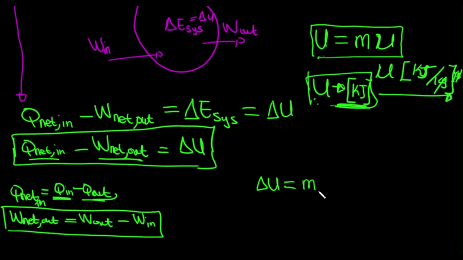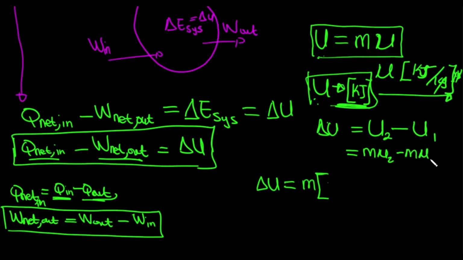You can multiply the mass of the chosen system with the change in specific internal energy. Change in internal energy is the difference of internal energy at state 2 minus state 1, so U2 minus U1. All right, cool. Which can be written as mass times specific internal energy at state 2 minus mass times specific internal energy at state 1. And from there we can factor out the m, and then we'll be left with specific internal energy at state 2 minus specific internal energy at state 1.